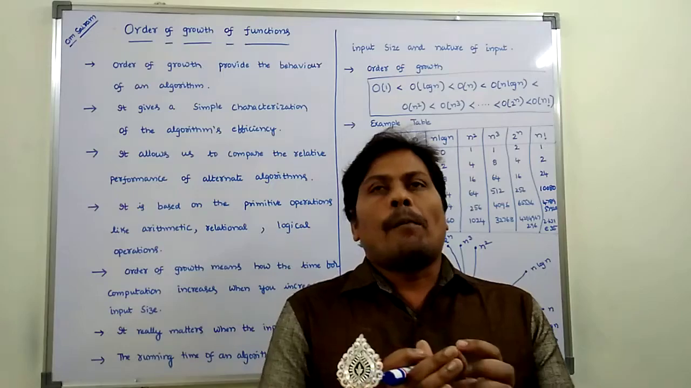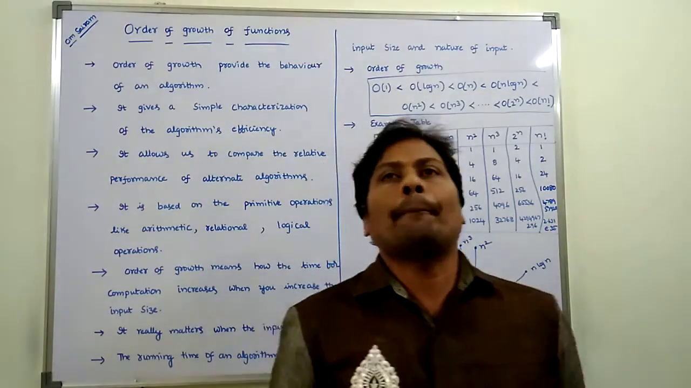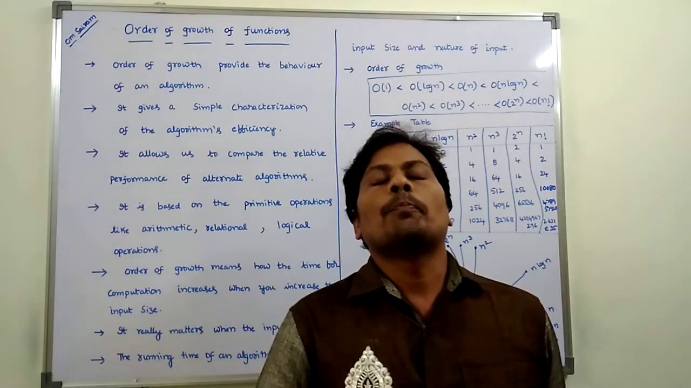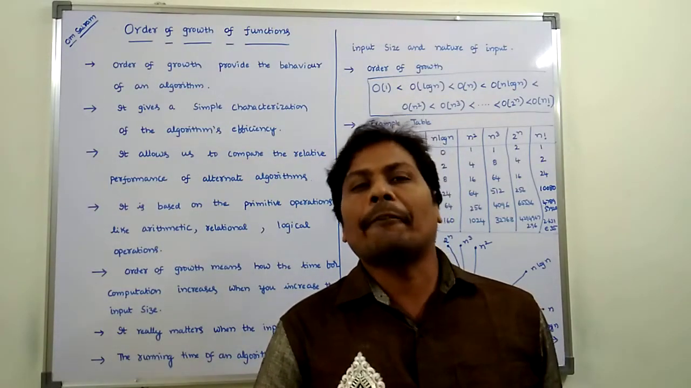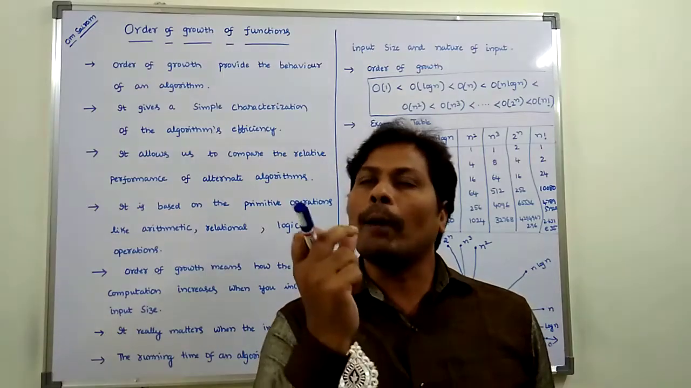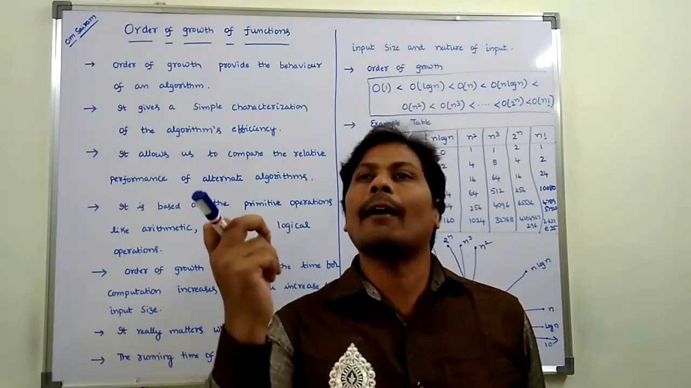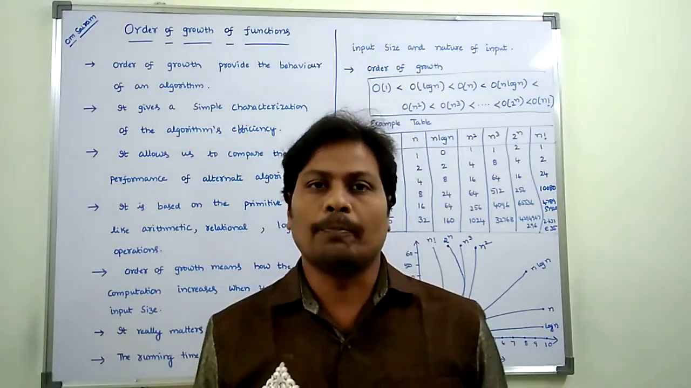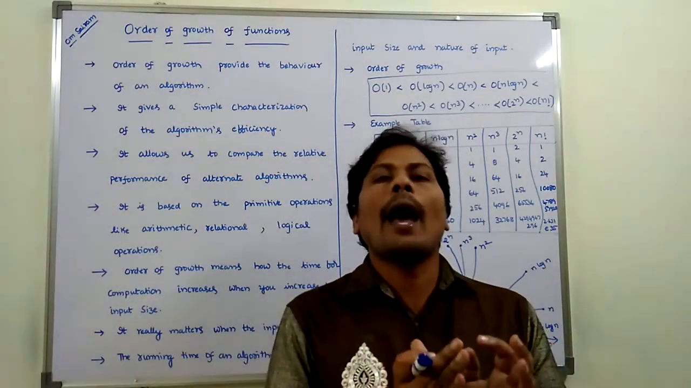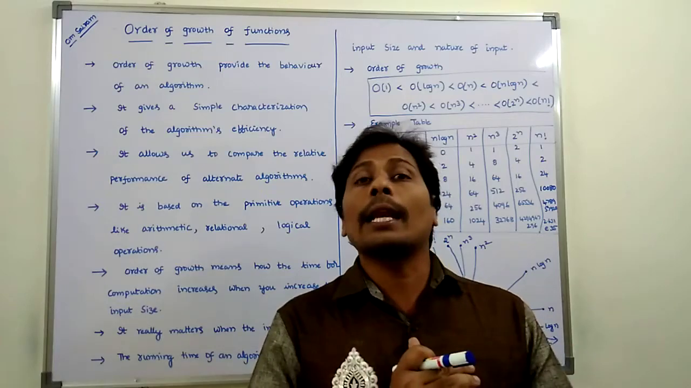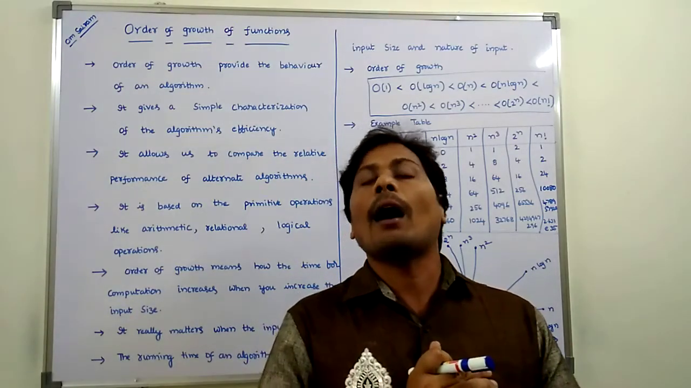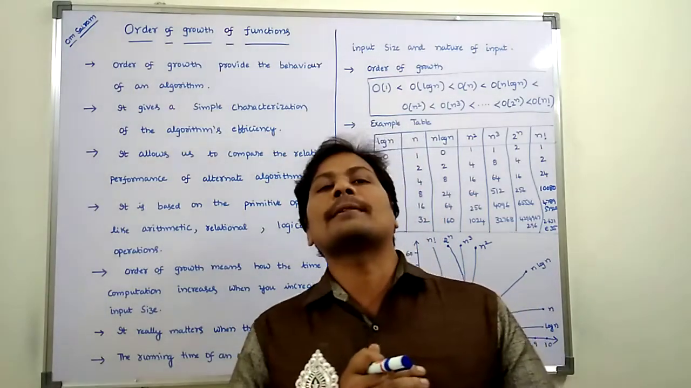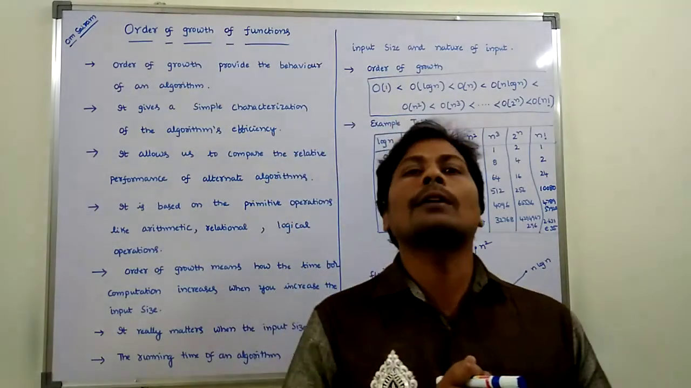Next one, suppose we take a problem. To solve that problem, we can use different algorithms. By using those different algorithms, we solve the same problem. Now we have to compare the relative performance of the algorithms for the same problem. For that purpose, we use order of growth.